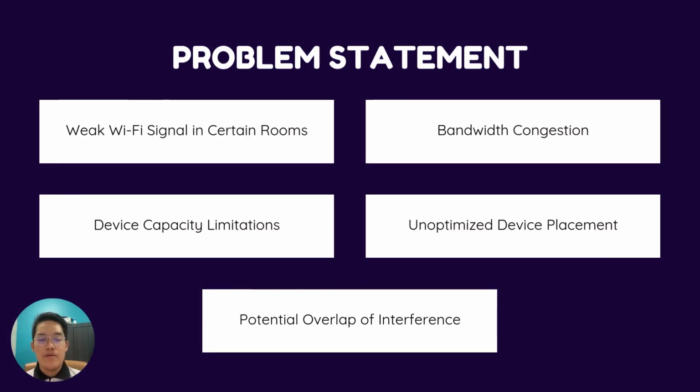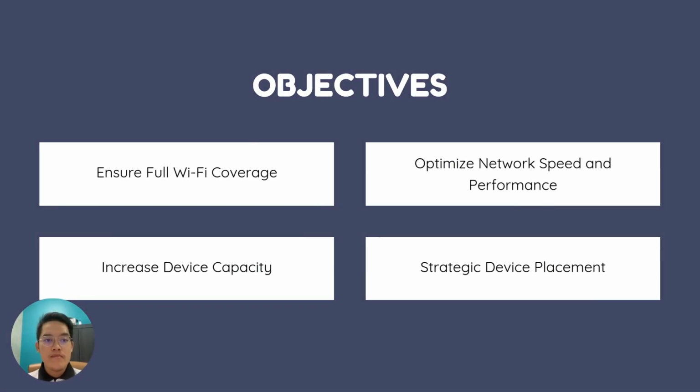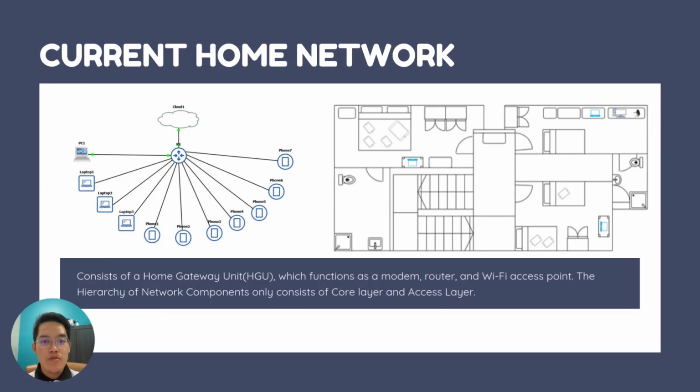Problem statement: a weak Wi-Fi signal in certain rooms, bandwidth congestion, device capacity limitation, unoptimized device placement, and potential overlap of interference. So for the objective, I want to ensure full Wi-Fi coverage, optimize speed and performance, increase device capacity, and strategic device placement.